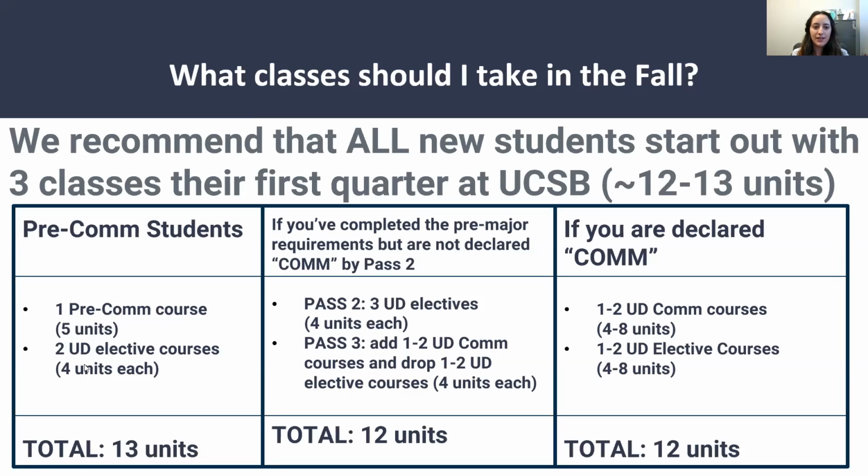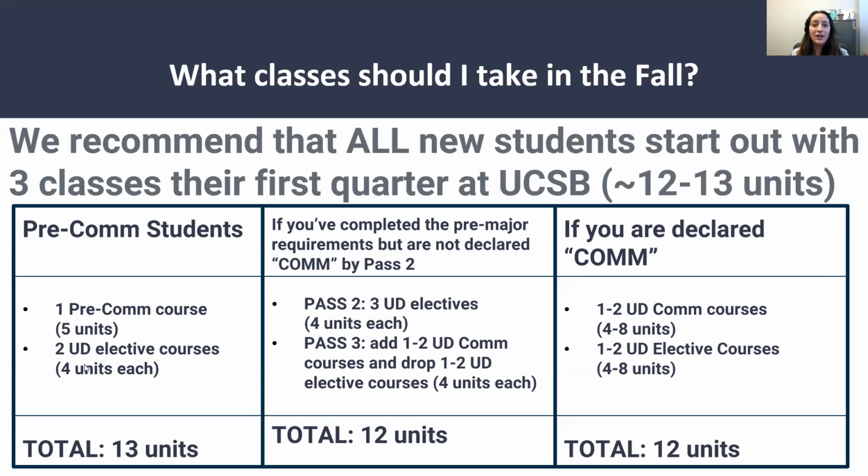So now here in the middle section, if you have completed the pre-comm major requirements, but your change of major petition has not been processed yet. So either you have not submitted it yet, or you already submitted it, but it hasn't actually updated in GOLD yet. If that's you, during your PASS 2, which will be, for some of you, next week, you'll want to enroll in 3 upper division electives during your first PASS, or your PASS 2.